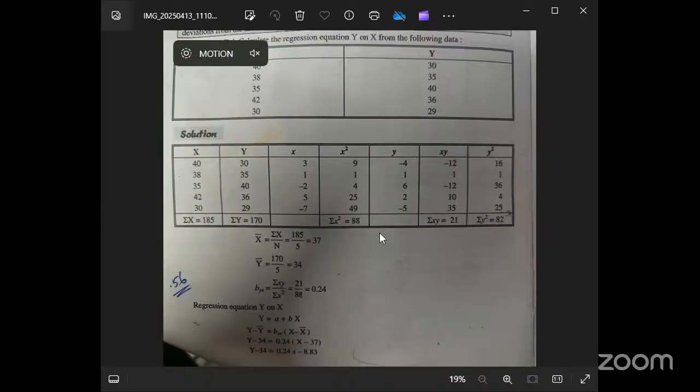So after this, what they ask us to find out is to calculate the regression equation y on x. So here we need to find only one equation, that is y on x. Here we have a formula: byx equals sigma xy by sigma x square. So here what is the total?